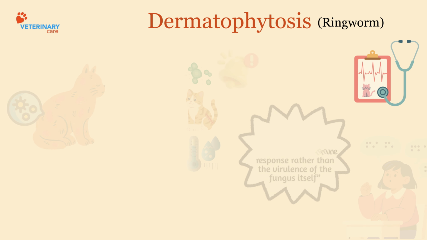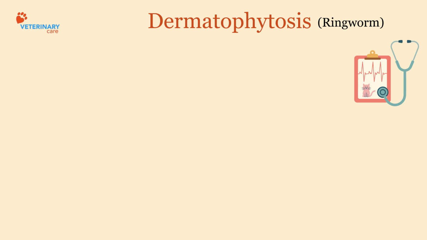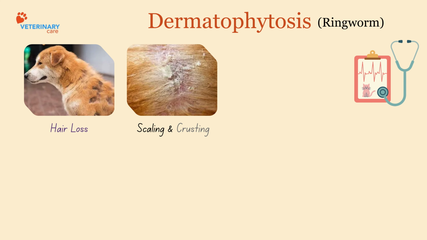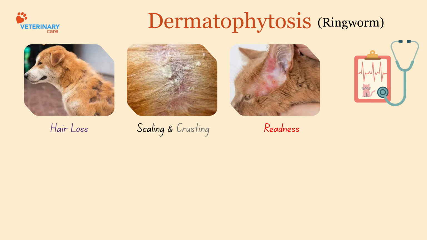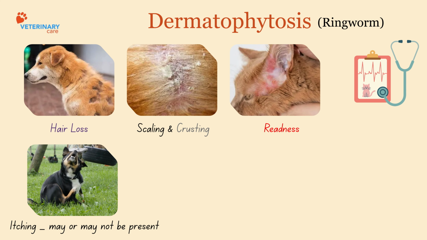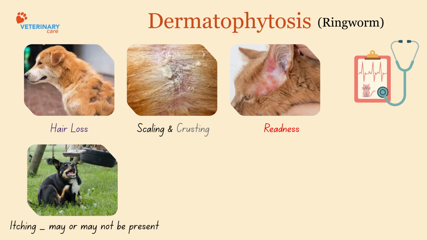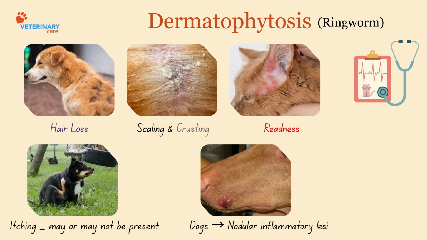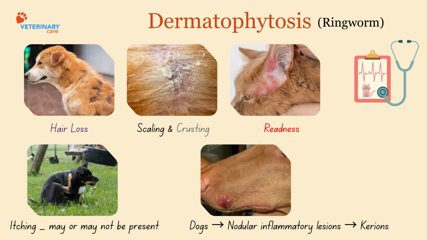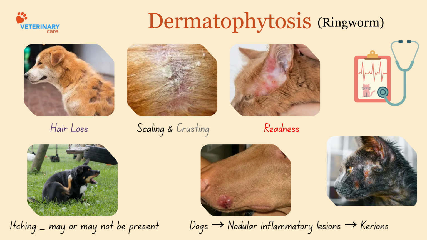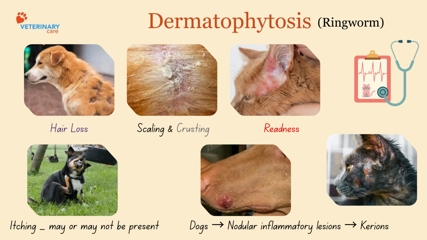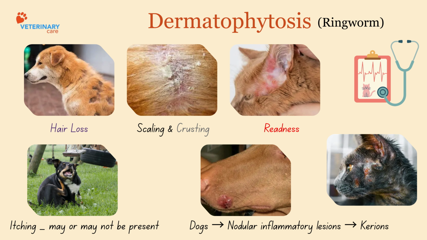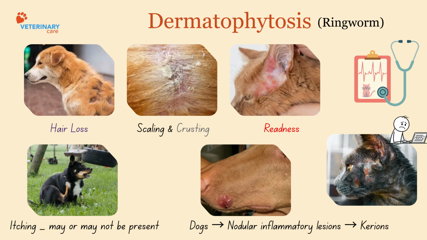Now move to the clinical signs. Affected animals typically show hair loss, scaling, crusting, and redness of the skin. Itching may or may not be present. In dogs, nodular inflammatory lesions called kerions can sometimes develop. In cats, certain cases may present with more severe or atypical lesions, making diagnosis slightly more challenging.